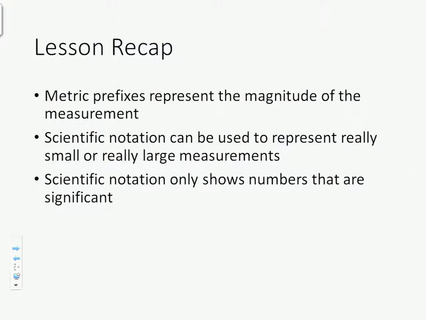All right. So kind of to recap, metric prefixes represent the magnitude of the measurement. So you're trying to say, is it a positive exponent? It's really big. If it's a negative exponent, really small. Okay? Scientific notation can be used to represent really small or really large measurements. Scientific notation also only shows numbers that are significant. So if you include numbers that are not significant in writing out your number, it's wrong.